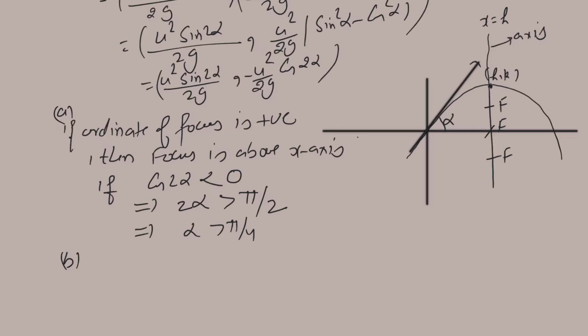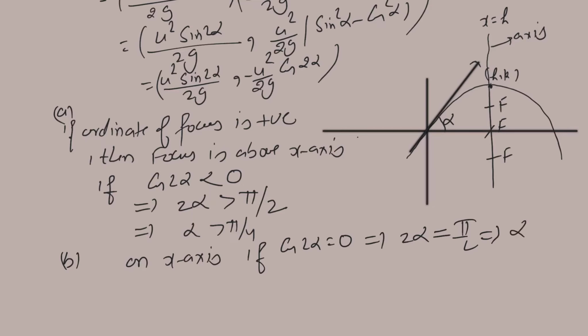B, ordinate on the x-axis, if this thing is equal to 0. On the x-axis, if cos 2 alpha is equal to 0, and when is cos 2 alpha 0? When 2 alpha is pi by 2, which implies when the angle is 45 degrees, the focus will lie on the x-axis.